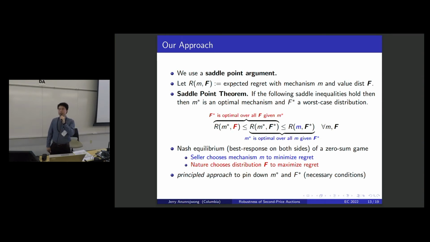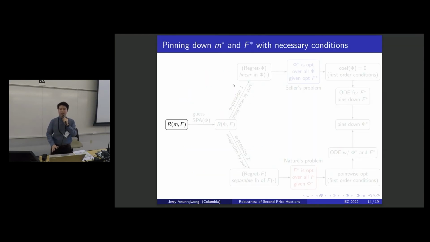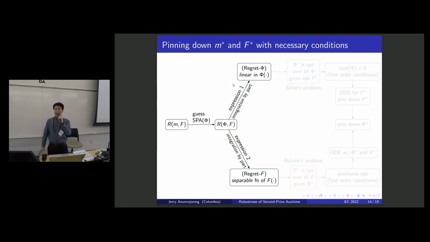We will then use necessary conditions to pin down M star and F star in a principled manner. And this diagram outlines how we do that. We first start with R(M, F), which is the regret with mechanism M and distribution F. We then make an educated guess that the optimal mechanism is an SPA with reserve phi. So we have R(phi, F) here, which we can rewrite with integration by parts in two ways. The first is regret(phi), which is linear in phi. The second is regret(F), which is a separable function of F.